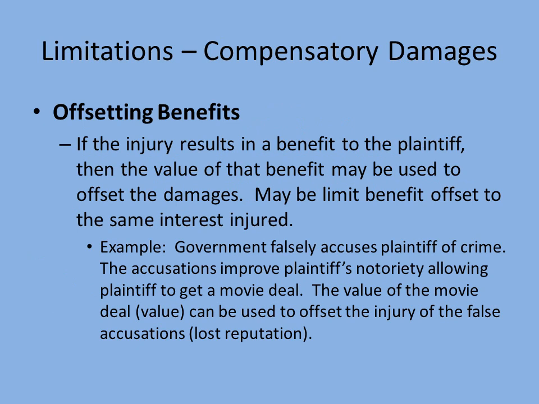Then you have offsetting benefits. This is where an injury actually results in a benefit to the plaintiff. If that occurs, the value of that benefit can be used to offset the damages of the injury. Now, this may be limited to the same interest injured, so it's got to be a similar interest. An example is the government falsely accuses a plaintiff of a crime. The accusations improve the plaintiff's notoriety, allowing the plaintiff to get a movie deal. The value of the movie deal can be used to offset the injury of the false accusations.